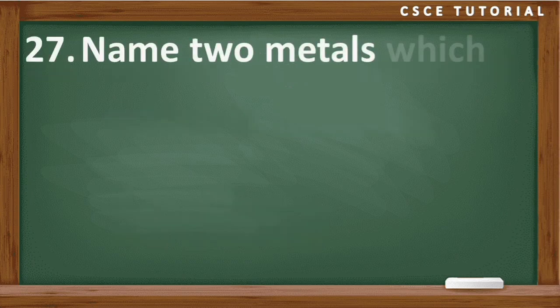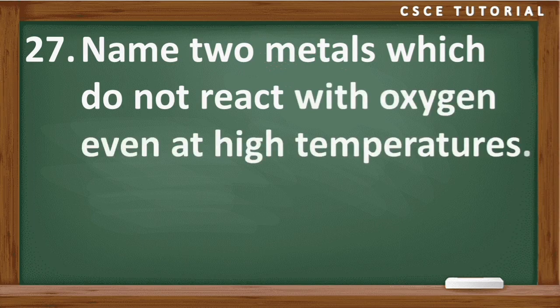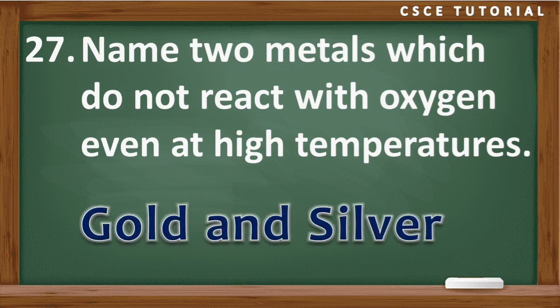27th, name two metals which do not react with oxygen even at high temperatures. दो मेटल्स के नाम बताने हैं जो ऑक्सीजन के साथ हाई टेम्परेचर पे भी रिएक्ट नहीं करते. आंसर है गोल्ड एंड सिल्वर.